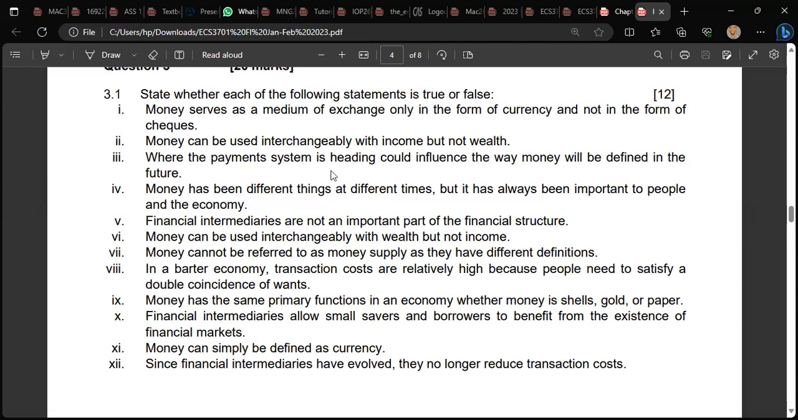Where the payment system is heading could influence the way money will be defined in future. Do you agree?